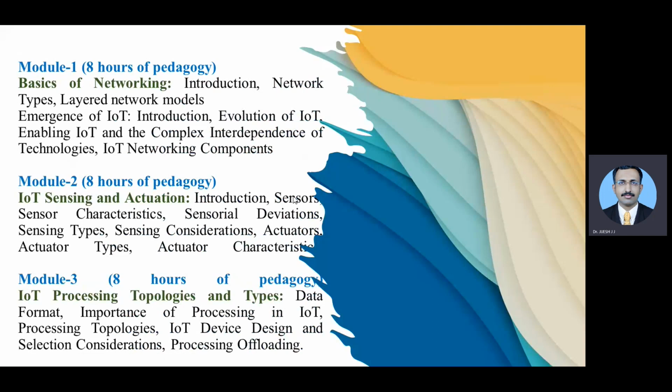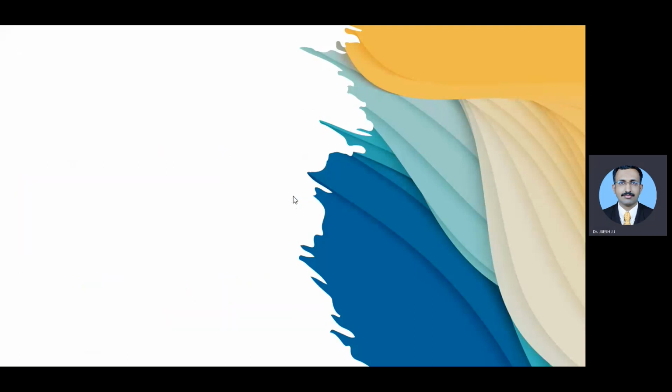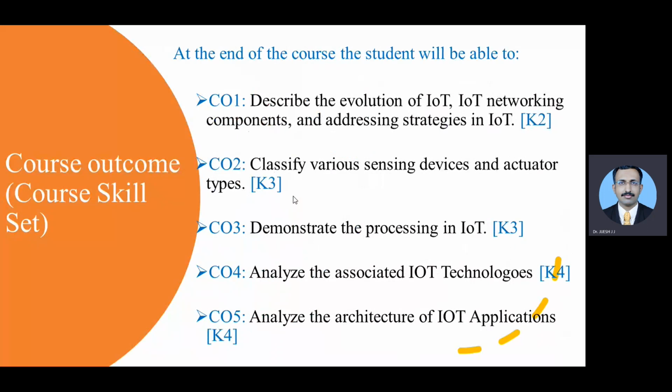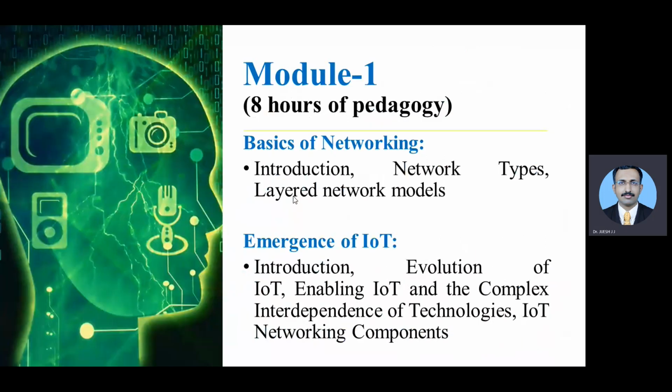So today, in yesterday's class, we were discussing module 1. We have seen some of the things like course objectives and course outcomes, and you are familiar with all this. What are the outcomes and what are the objectives? Correct? Yes. So once we completed that, we started with module 1, wherein we were studying the basics of networking and the emergence of IoT.